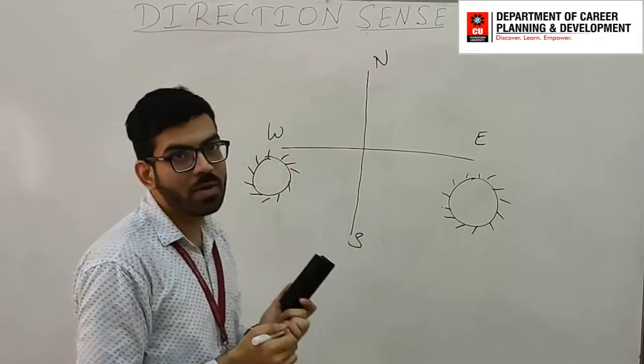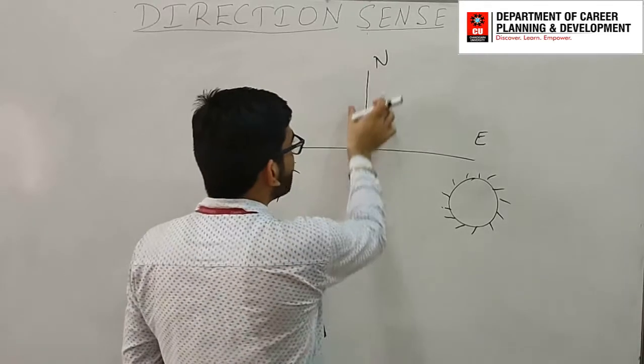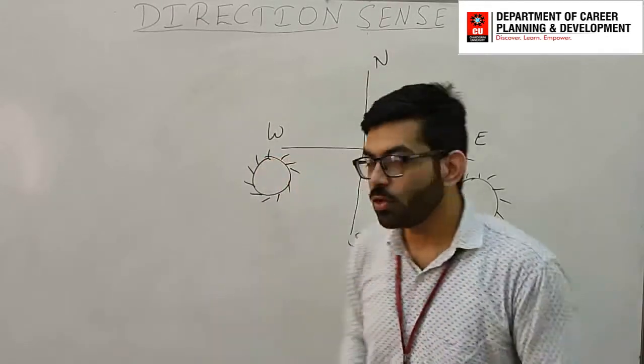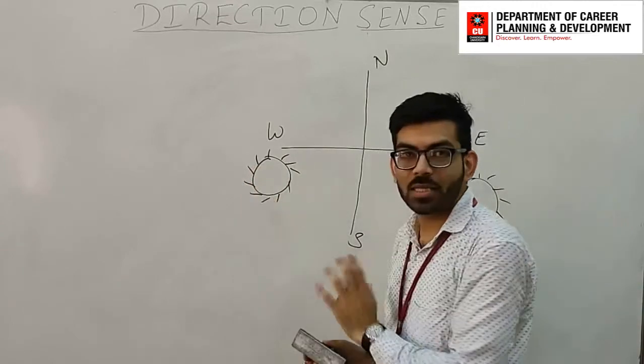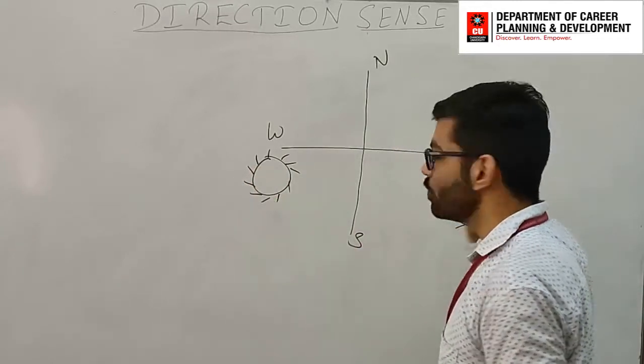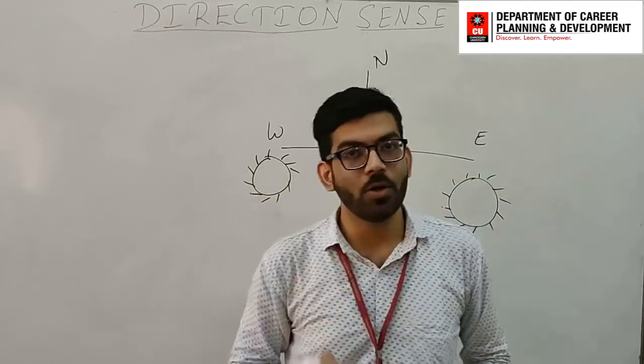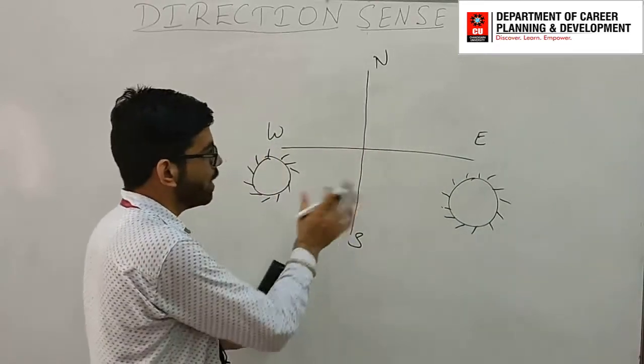Okay, in the afternoon, the sun will be here. In the same way, if you are facing towards north and in the afternoon the sun is there, in that case your shadow will be towards east, or the right hand side of the person. So in this way you can analyze the thing.